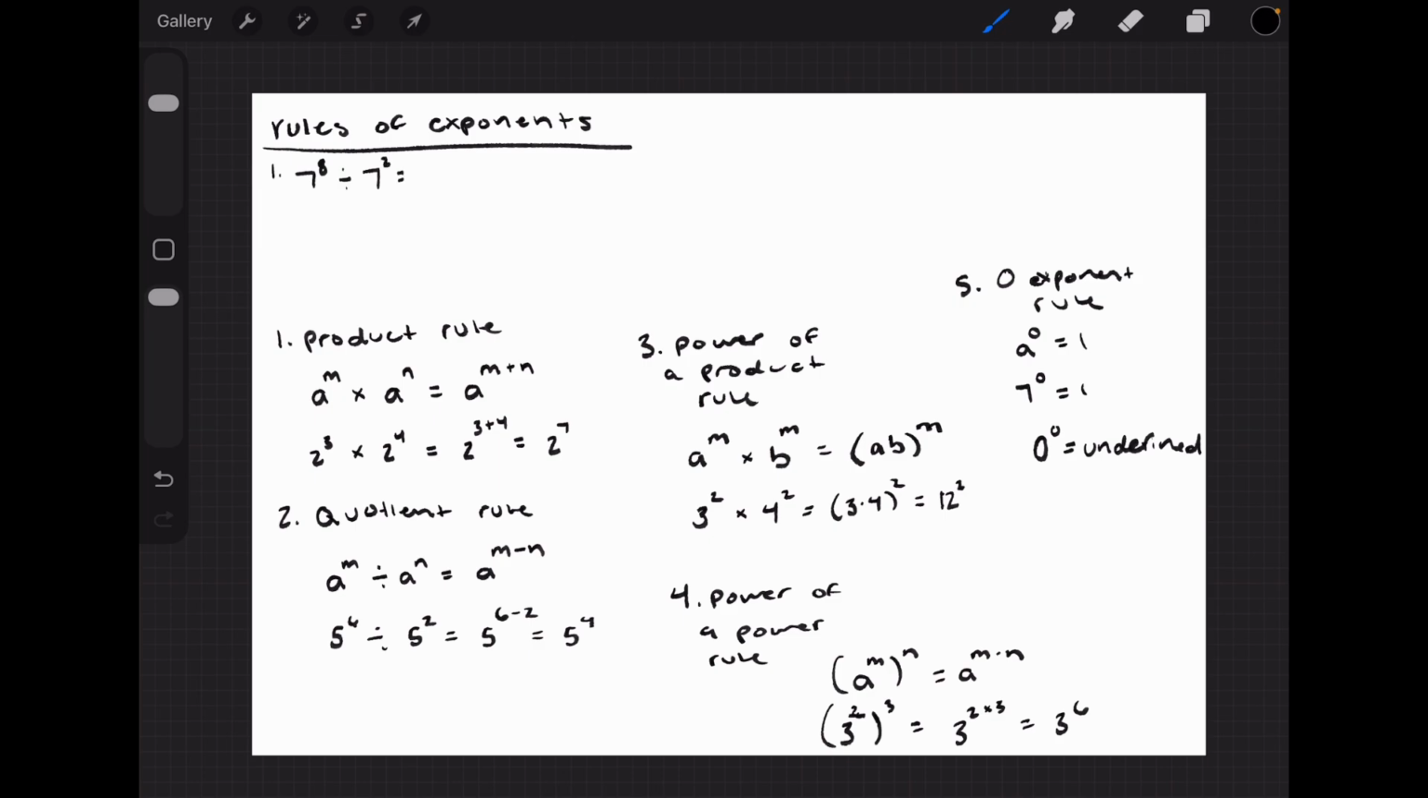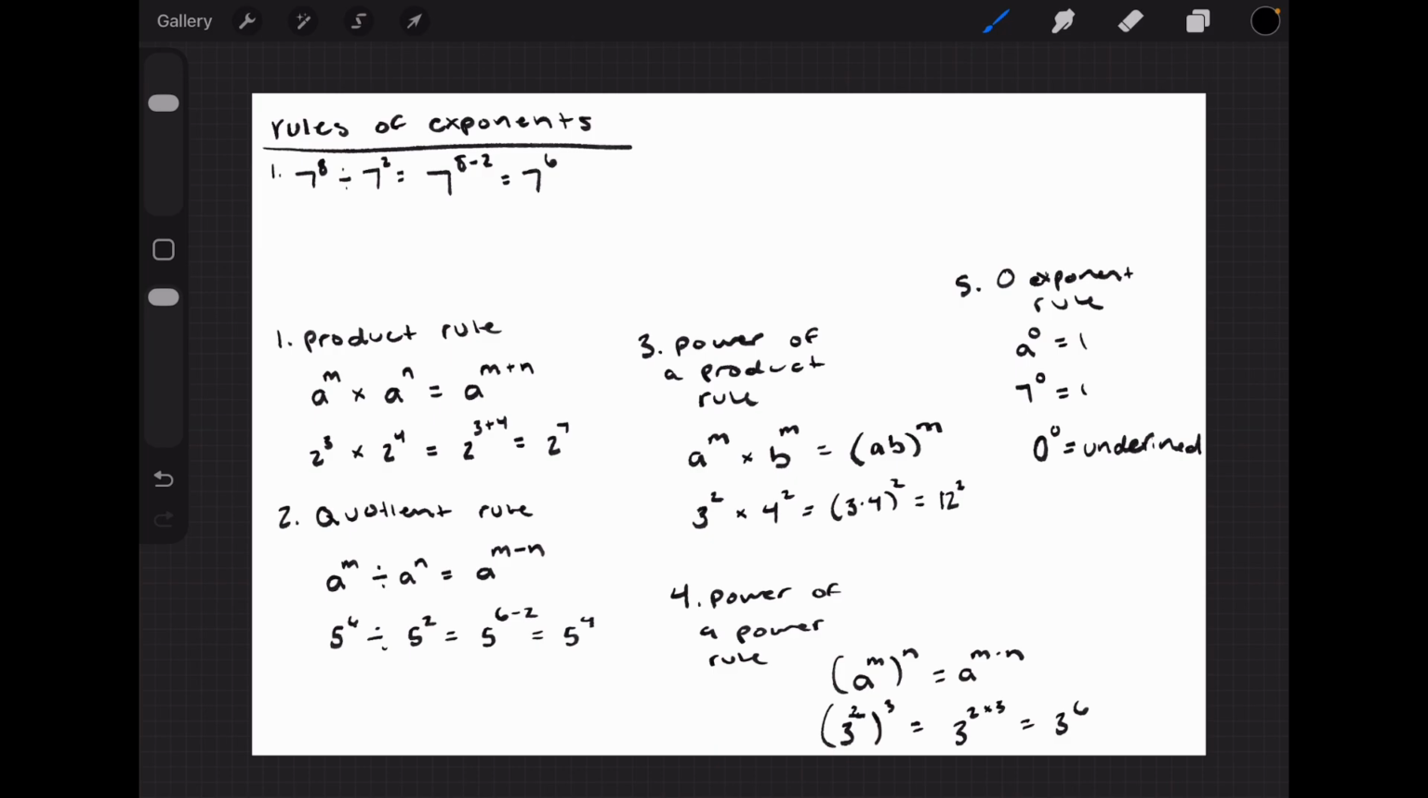Now, I want you guys to think of which one it looks like it would fit into. If you're looking at the quotient rule, you're right. So this is what we'll be doing since it is division. So since it is division, we have to subtract the exponents from each other. So looking back up at our example, we have 7 as our base. That won't change. However, we have to subtract the 8 and the 2. So we have to do 8 minus 2, which would give us 7 to the 6th power.